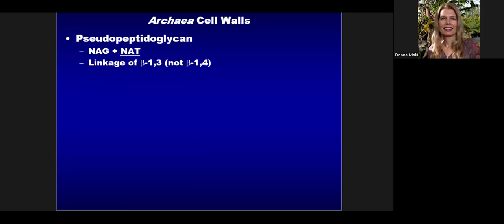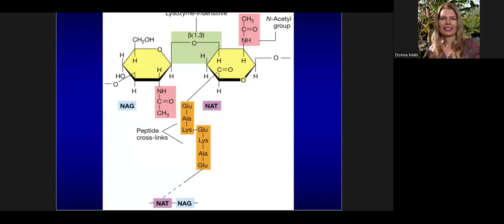And that means they're not sensitive to our lysozyme. So you can eat archaea and they'll make it through your mouth. Your lysozyme enzyme won't chew up or degrade the peptidoglycan, so to speak. Here, if you're curious, this is what the beta-1,3 looks like. We have the NAG and NAT, NAG, NAT, beta-1,3, which lysozyme can't break down, but you can see you still have this peptide crosslink idea.